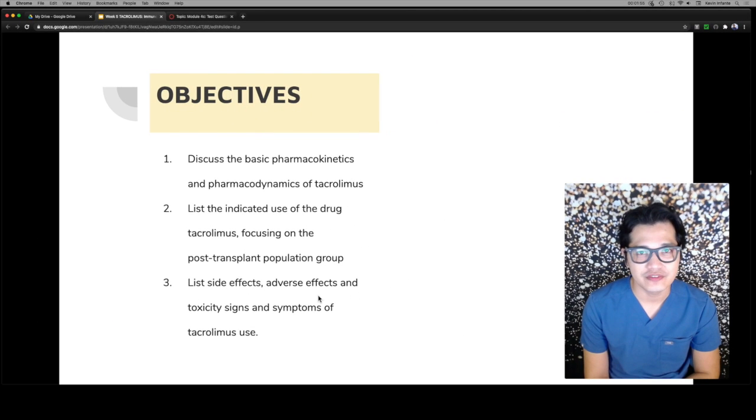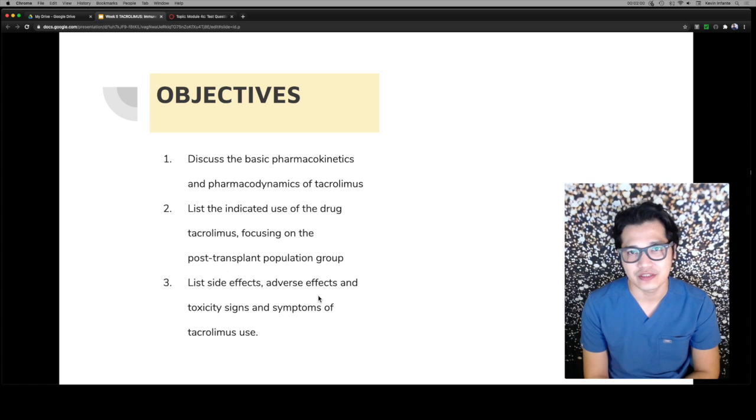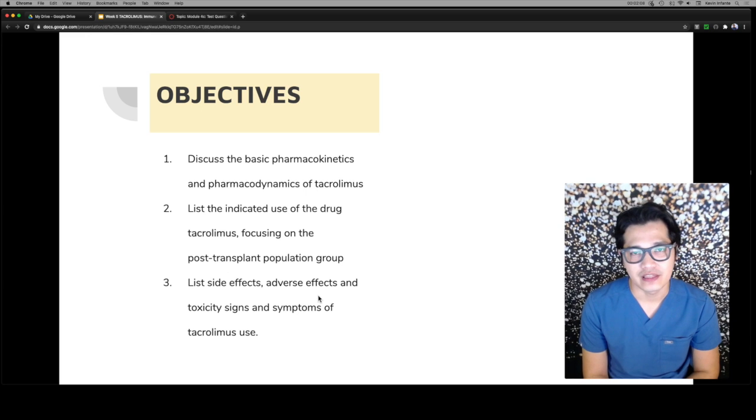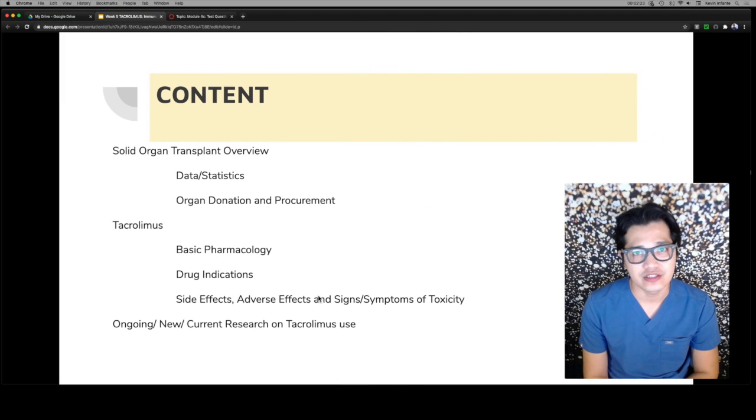The objectives today would be to discuss the basic pharmacokinetics and pharmacodynamics of tacrolimus, list the indicated use of the drug tacrolimus focusing on the post-transplant population group, and list the side effects, adverse effects, and toxicity signs and symptoms of tacrolimus use. This is the content breakdown of what we'll be discussing over this short lecture.